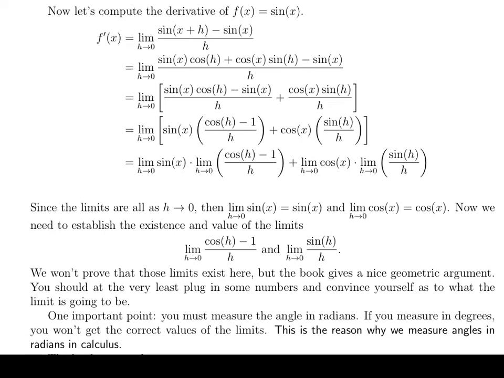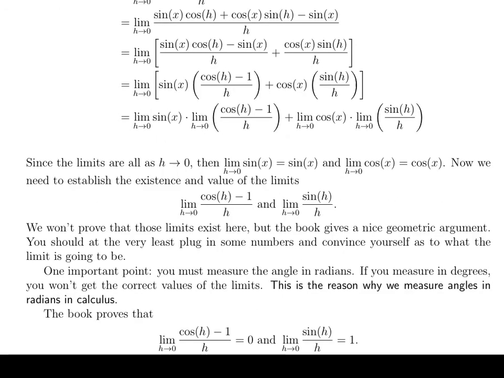Now when you do this, make sure that your calculator is set to radians. If you don't have it set to radians, if you have it set in degrees, you're not going to get the right value for the limit. In fact, you might even try this. Set your calculator to degree mode and try to check these limits. You won't get the right thing. So as I said, the book actually proves this. The book proves that the limit as h goes to 0 of cosine of h minus 1 over h is equal to 0, and the limit as h goes to 0 of sine h over h is equal to 1.